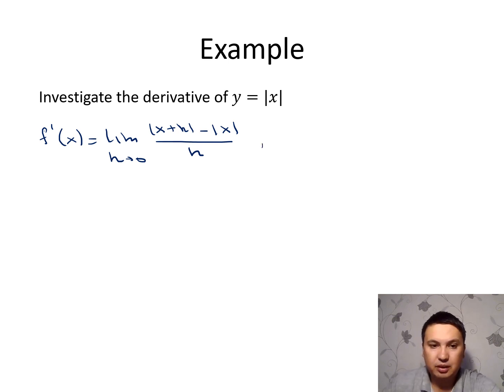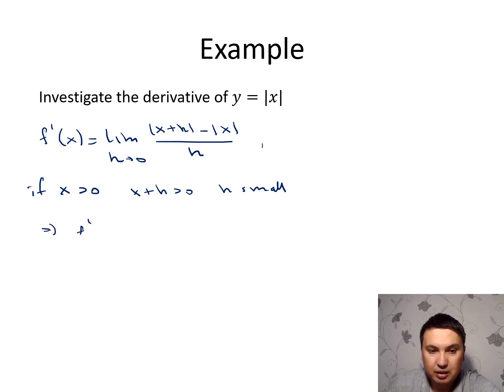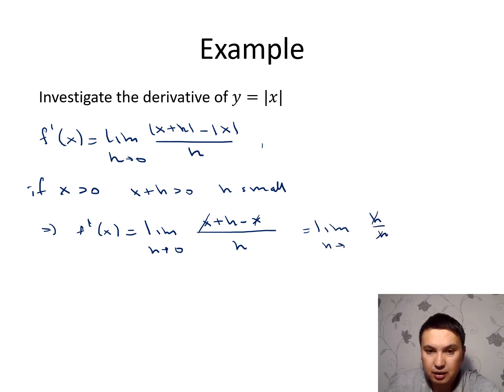So it really depends. If x is positive, then for h sufficiently small, going to 0, x plus h also becomes positive. So this means this limit becomes nothing but x plus h minus x divided by h. So x cancels. This is the limit of h over h. They cancel, right? So this is simply 1.